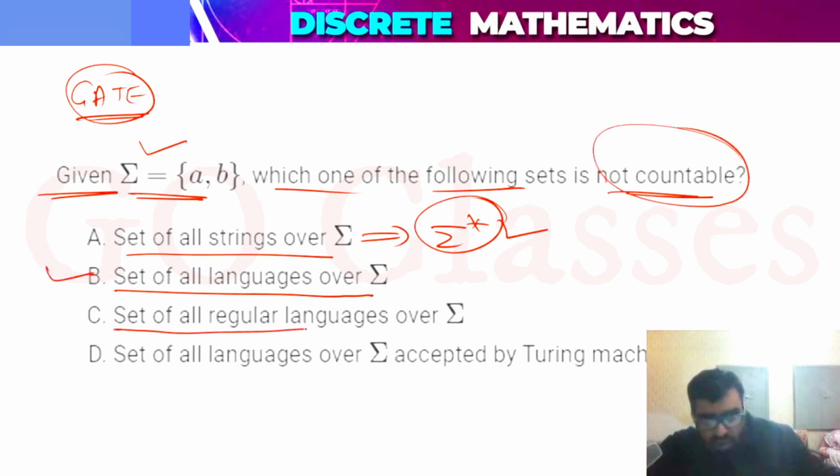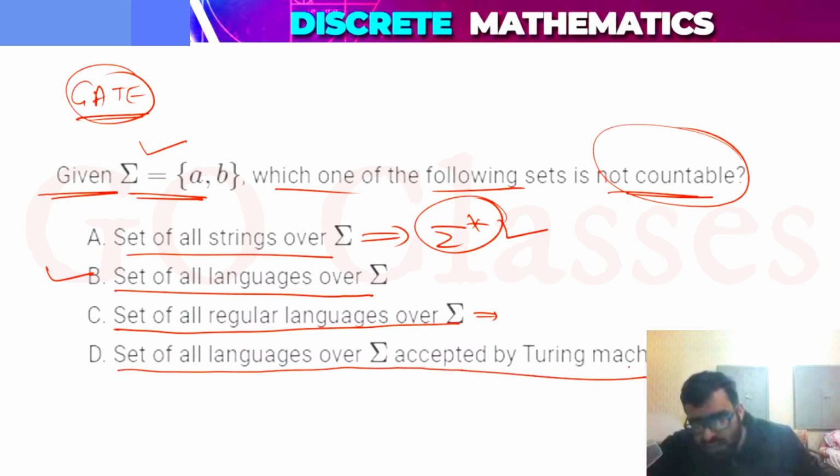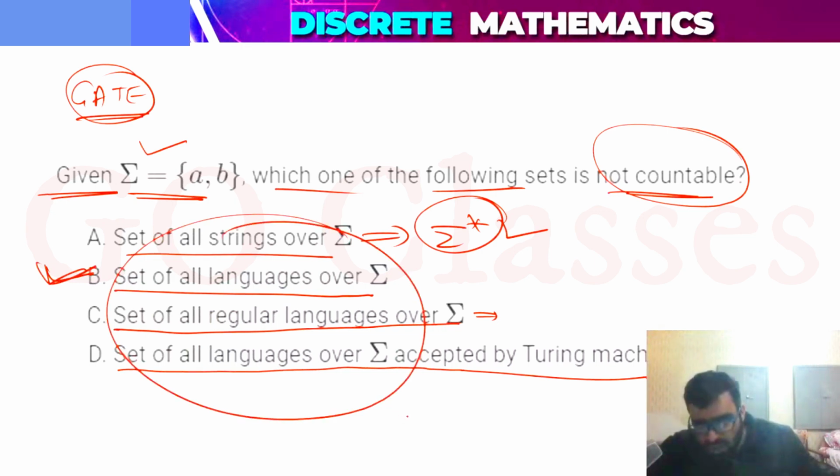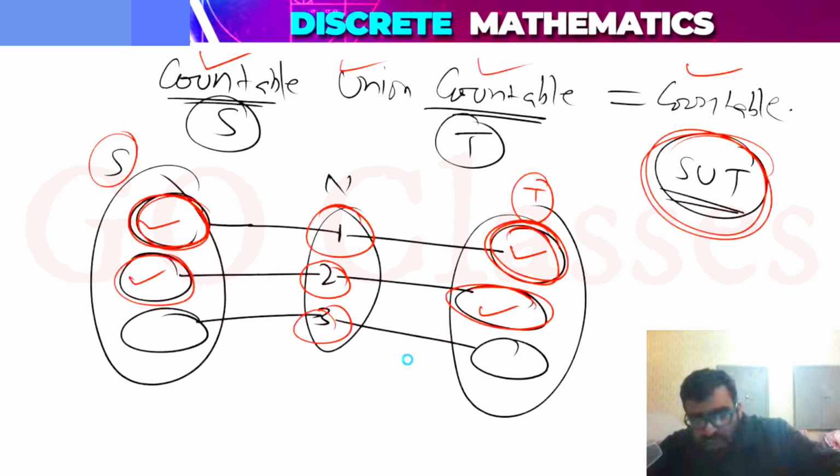Now the set of all regular languages, we have already seen, is countable. The set of all languages over sigma accepted by a Turing machine is also countable, we have seen. The set of all RE languages is countable. So the answer will be option B. All these statements we have formally proven. So these two lectures, lecture 1 and lecture 2, are enough for you to formally understand.